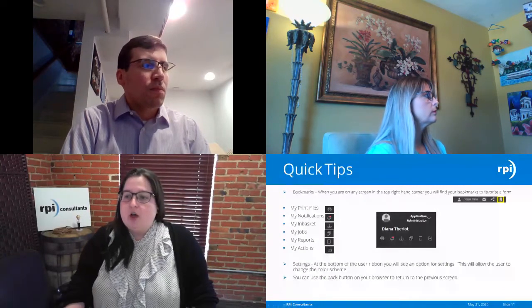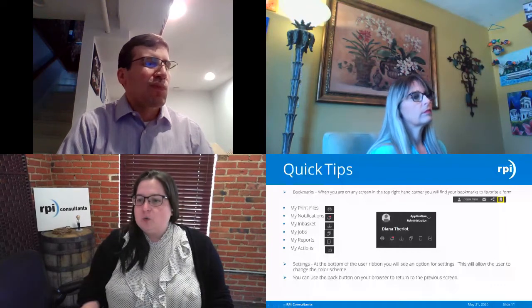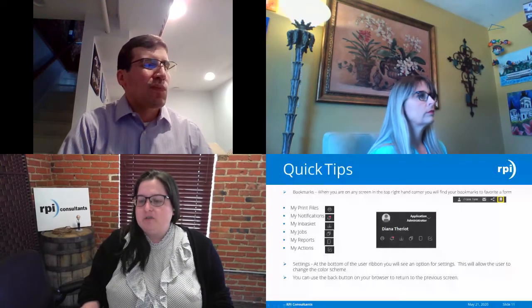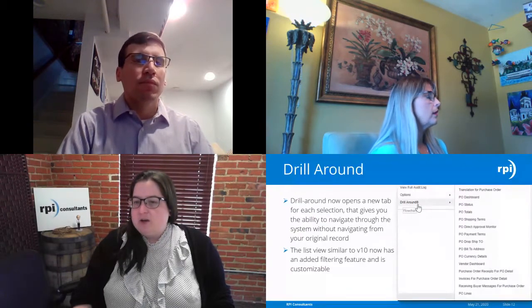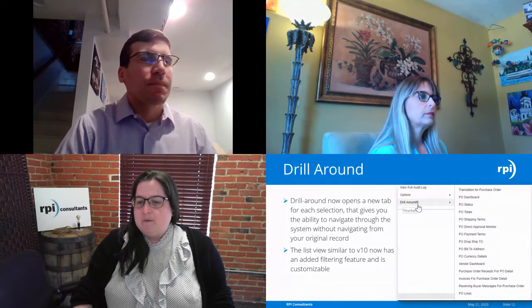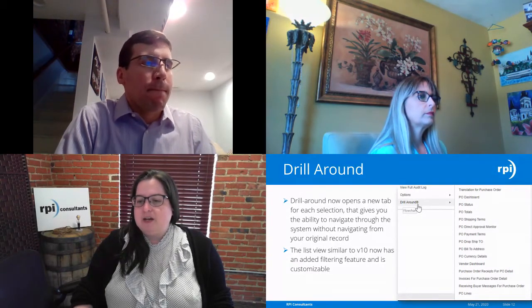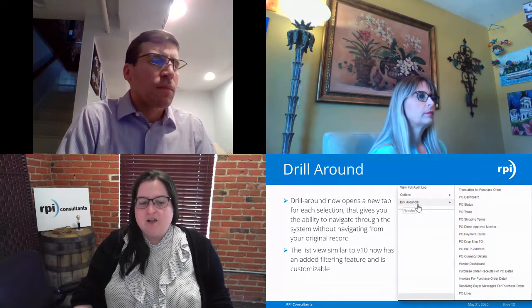So the drill around now opens a new tab for each selection. So this gives you the ability to navigate through the system without losing your original record. So as soon as you hit the close button at the top of your browser, your record will still be there. The list view is similar to V10, but now you're able to add filtering features, and it's customizable. So you can add different columns to your list view.